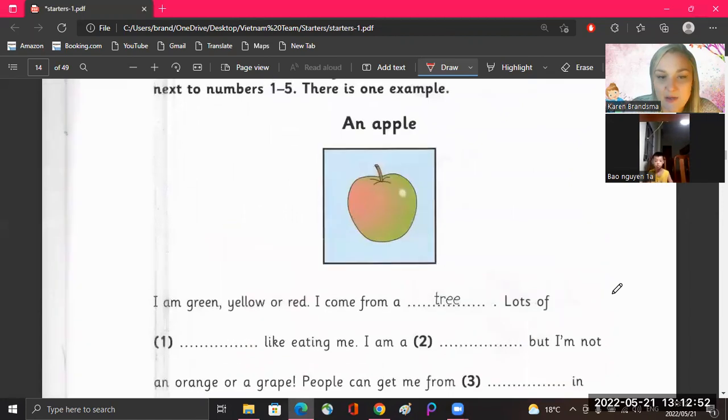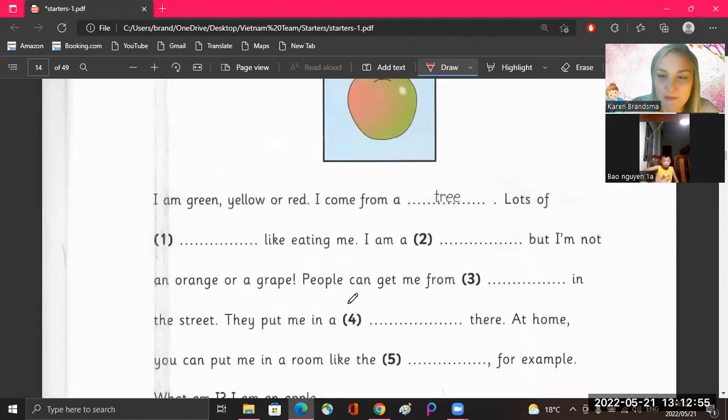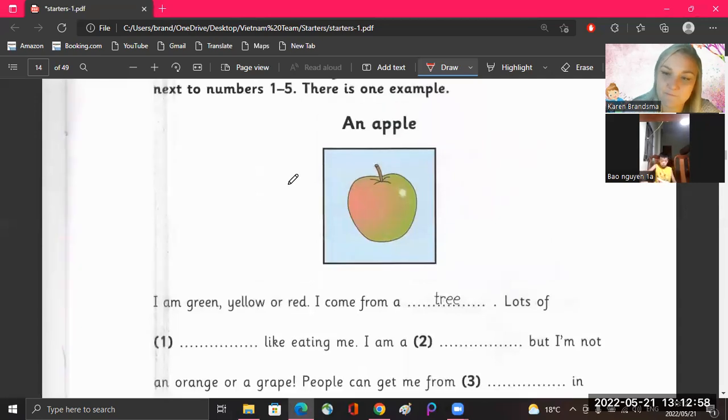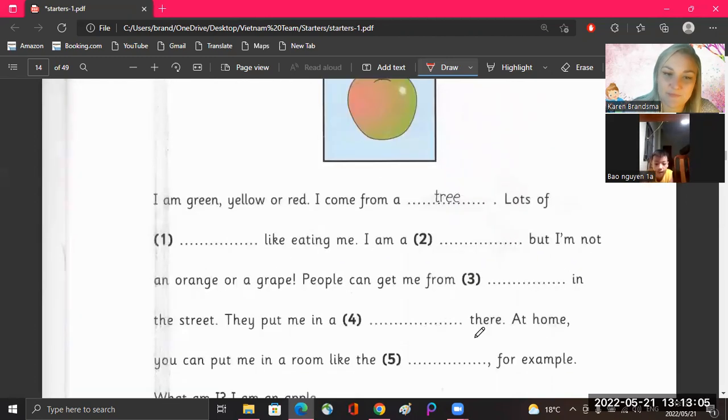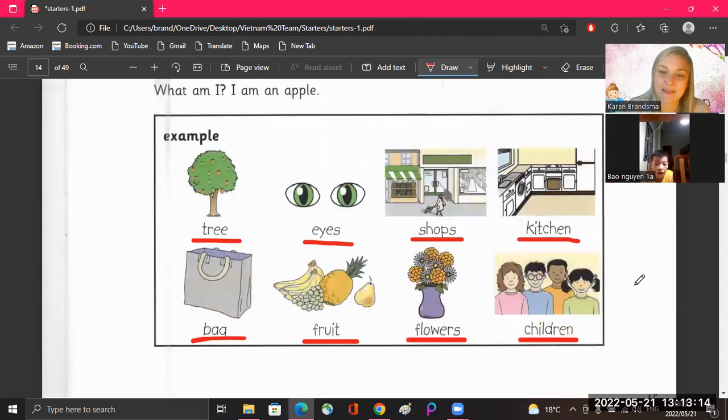Okay, let's see. Now we're going to read. Okay, you can read for me. An apple. I am green, yellow, or red. I come from a tree. Lots of... like eating me. Who likes to eat apples? Yes. Lots of? Like eating me. Lots of?